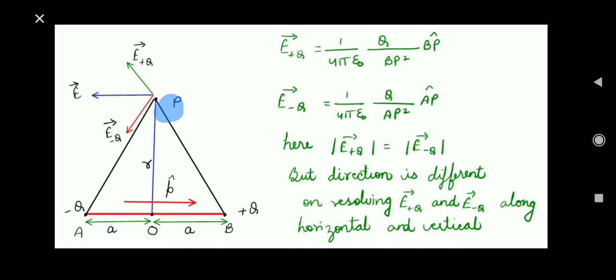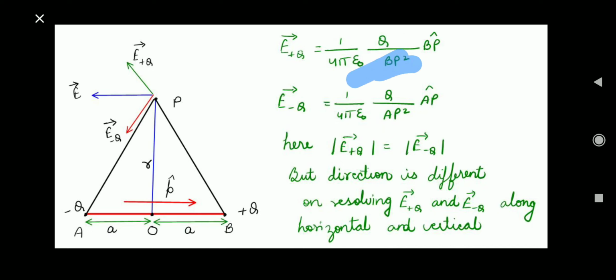Due to minus q, first of all, you want to calculate at point P. So assume yourself standing at point P and the traffic is going towards the minus charge. So this is the direction of electric field at P, which is represented by E minus q. And then again this is the direction of traffic. So at point P, what will be the direction? This will be the direction represented by E plus q. This electric field is due to the plus q charge. After this, let us write their expressions.